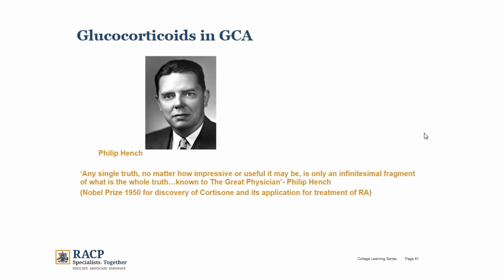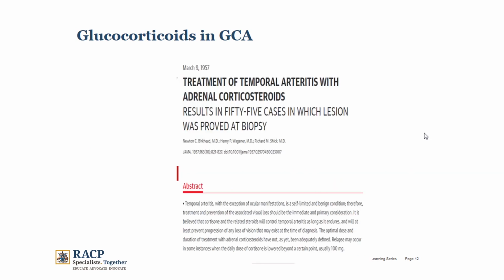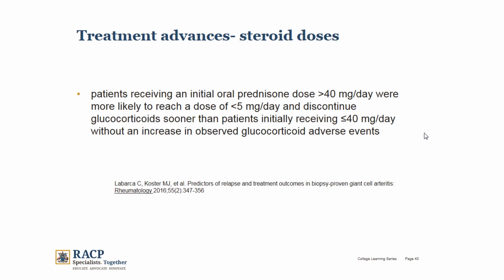The treatment of giant cell arteritis began with glucocorticoids as early as 1957, and the treatment advances have not been significant until recently, with the addition of more specific therapies. Patients receiving an initial oral prednisolone dose of more than 40 milligrams were more likely to reach a dose of less than 5 milligrams and discontinue steroids sooner than patients who started off with a lower dose.